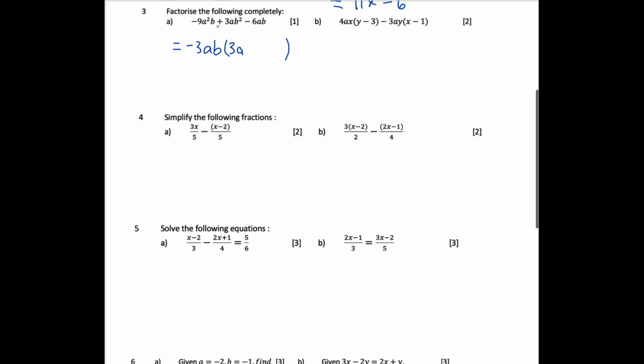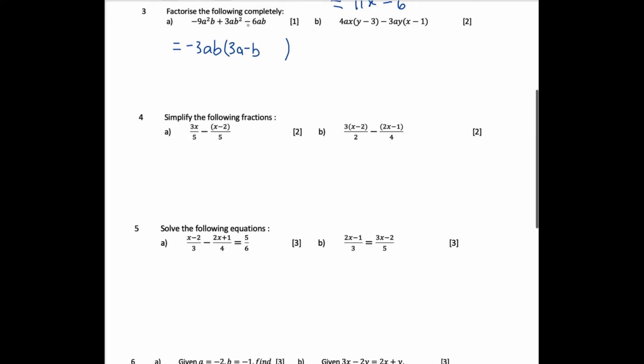Now we have taken out the negative sign, so the positive now becomes negative, because negative times negative gives you positive. So we have taken out 3a and b. We're left with one more b, because 3ab times b is 3ab squared.